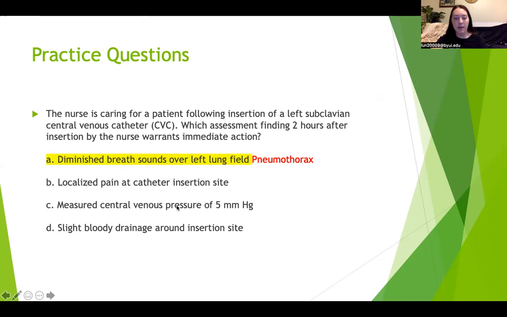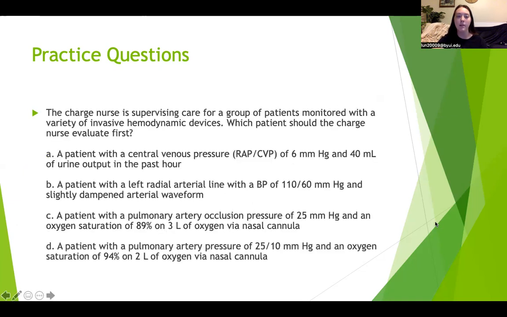Measured CVP of 5 is normal. Slight bloody drainage around insertion site, we talked about this, it's normal. Localized pain, if it's localized and it's not spreading anywhere, we want to obviously treat the pain, but it's nothing to be crazy concerned about.